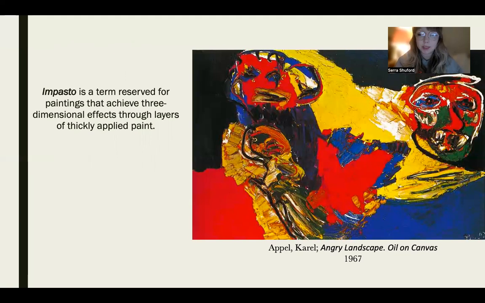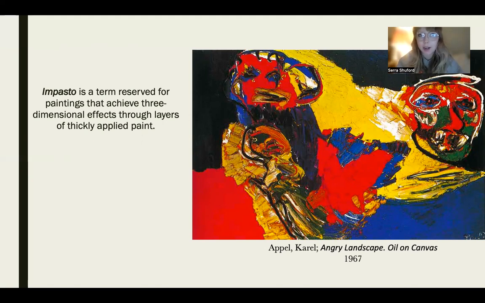Another specific term here is impasto. This is a term that's reserved for paintings that achieve three-dimensional effects through layers of thickly applied paint. So if you've ever seen a painting, or maybe have done a painting before, where the actual texture of the paint, not implied texture, builds up and becomes like a material you can run your hand over and feel the different layers of depth to it, the term for that is called impasto.